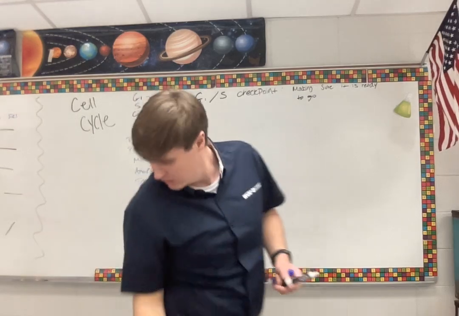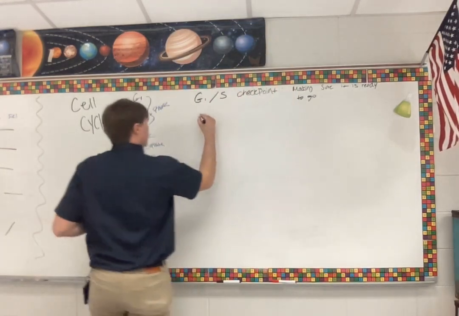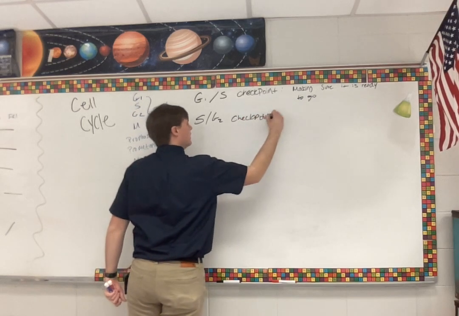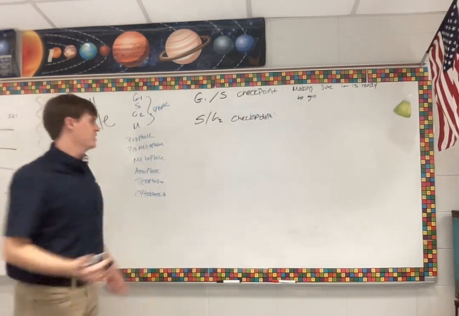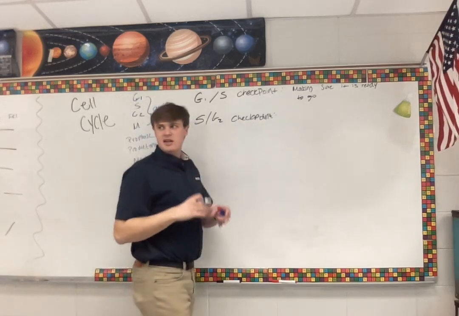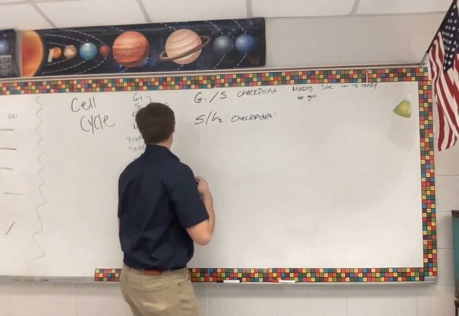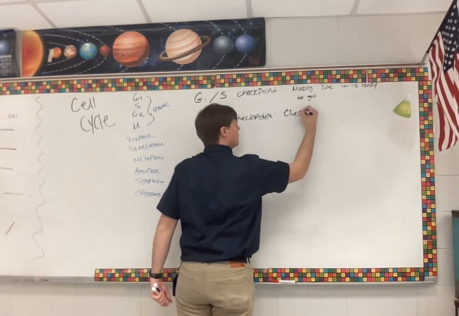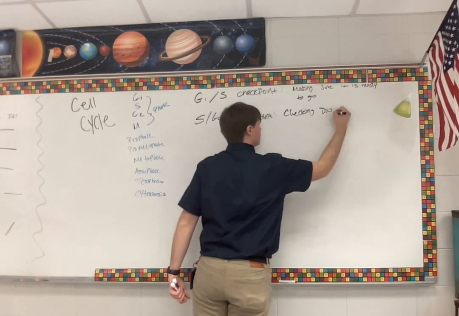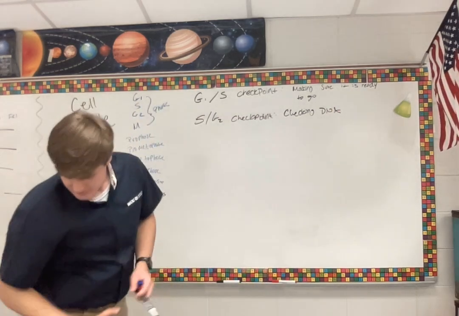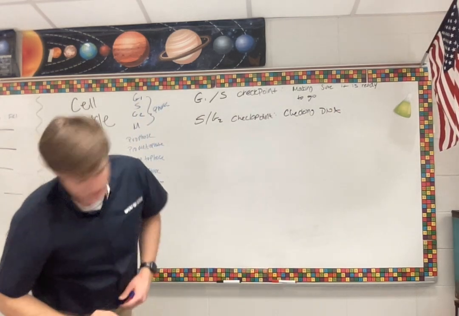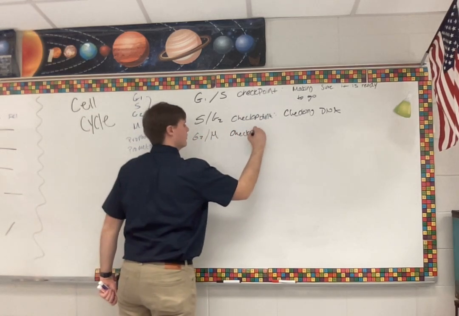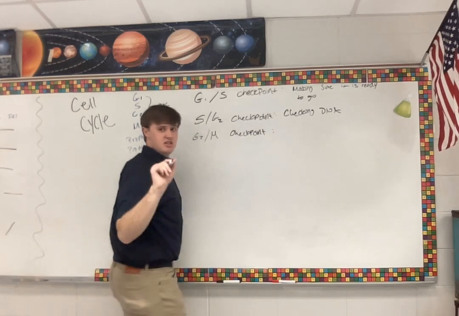The next checkpoint is called the SG2 checkpoint. This is just a checkpoint ensuring that the DNA replicated and has synthesized properly, so the cell can move on to prophase. So it's just checking the DNA. The next checkpoint is the G2M checkpoint. And this is ensuring that it's ready to move on to prophase.